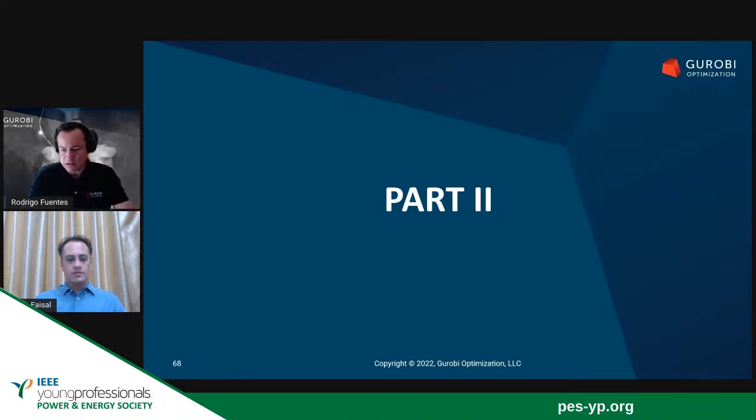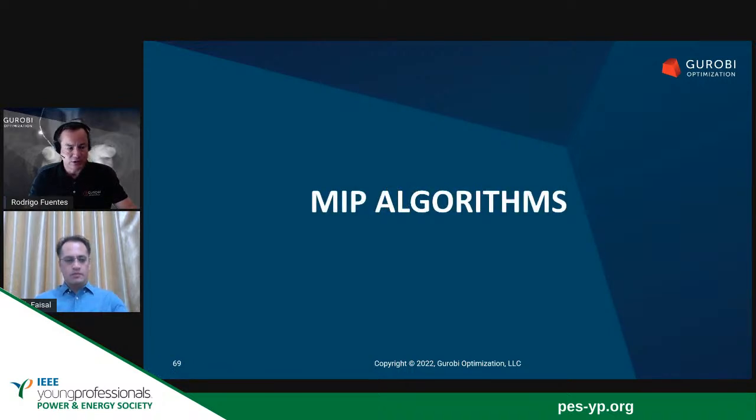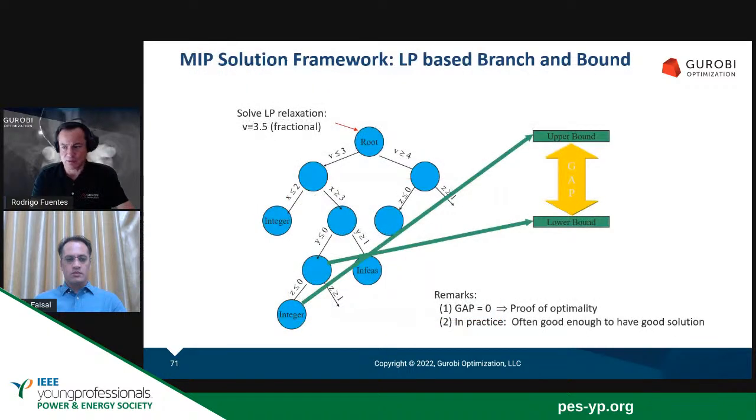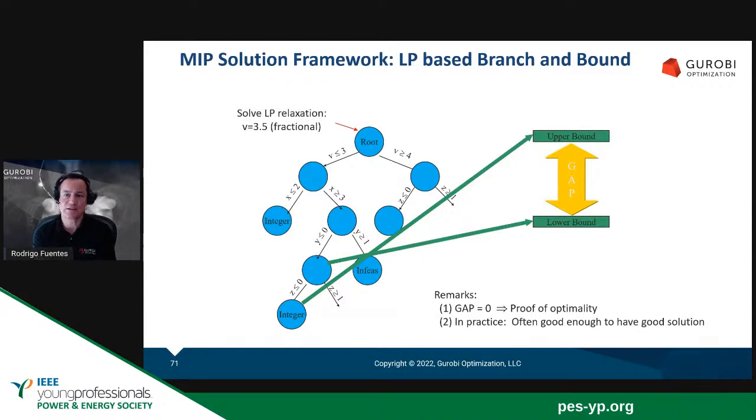Okay, so now let's move on to the advanced track. We're going to reinforce some concepts here, and we're going to talk about different things related to MIP and SUC. So as a refresher, a mixed integer programming problem is a problem where we have a linear function, linear constraints. We have bounds on the variables, but we also have the restriction that some of the variables have to be integer, right? We saw in the previous couple of hours that the framework to solve this problem is based on branch and bound. We branch on the variables and we add bounds as we go.